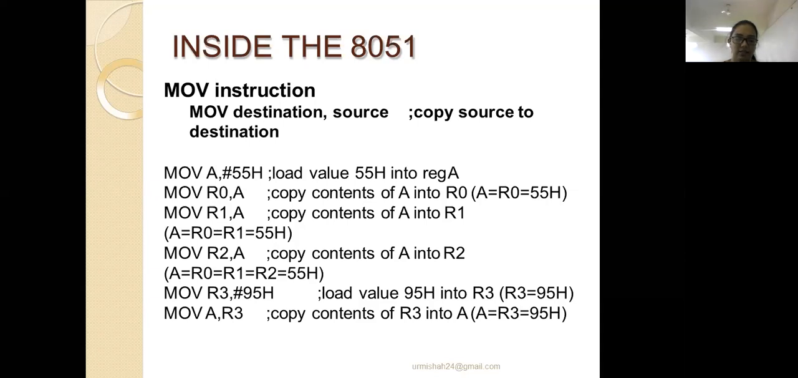Now in the second instruction, MOV R0, A. So here A is the source register and R0 is the destination register. This instruction means that you have to move the data of the A register to the R0 register. In the same way, other examples are also given in this slide. You can see and look at it. If you have any doubts, you can ask me. It will simply move data from the source register to the destination register.